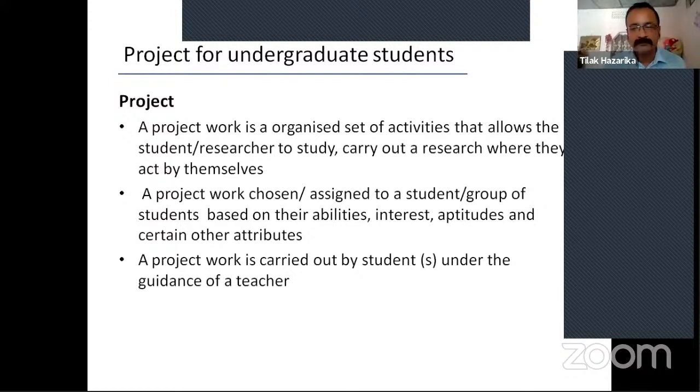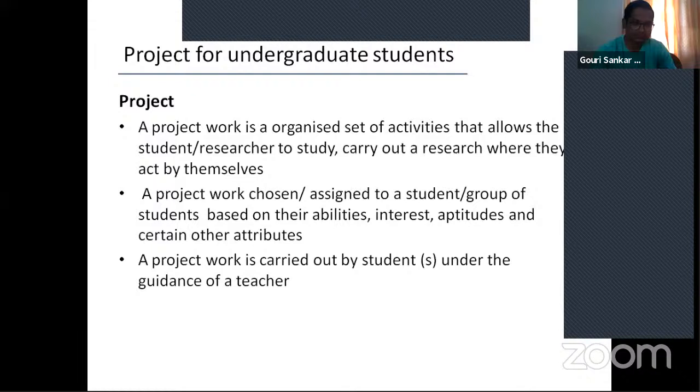What are the underlying factors that should be taken into consideration while introducing this research project to the undergraduate students? We all know that project work is an organized set of activities that allows the students, as researchers, to study and carry out research where they act by themselves. This is very important. We should develop their skill. That is why we should allow them to work at their level best, and we should guide them.